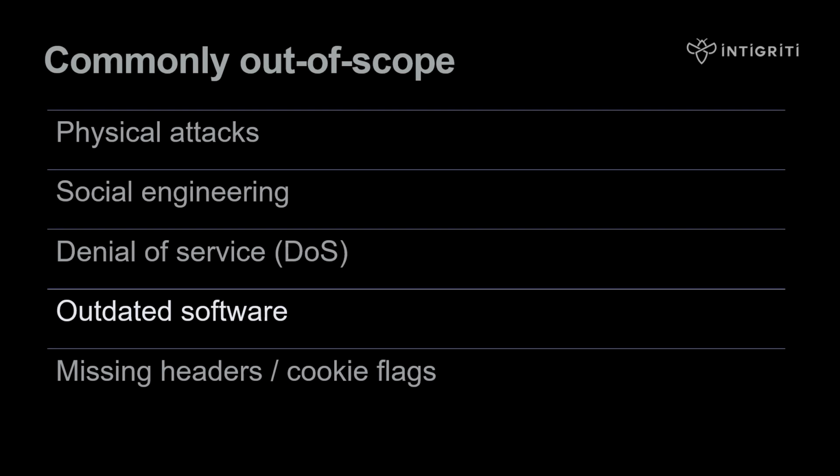So again, it's not necessarily a case of that outdated or vulnerable software not being eligible for a bounty, but you basically need to prove the security impact. Another common mistake that beginners make in bug bounty is reporting missing HTTP headers or cookie flags, which can be a valid security concern, but it's often considered very low impact and excluded from the bug bounty program's scope.